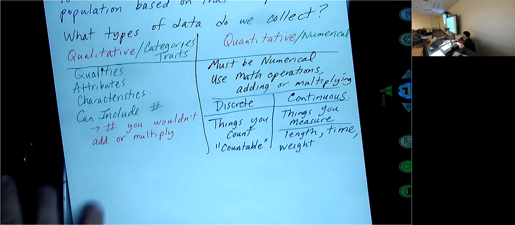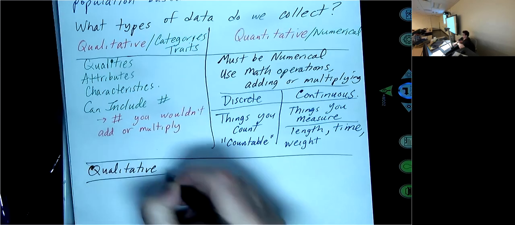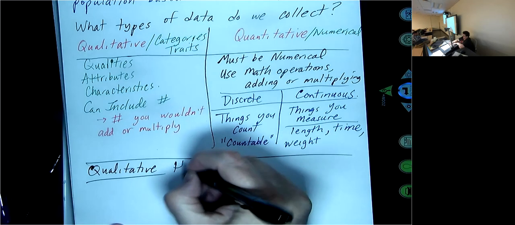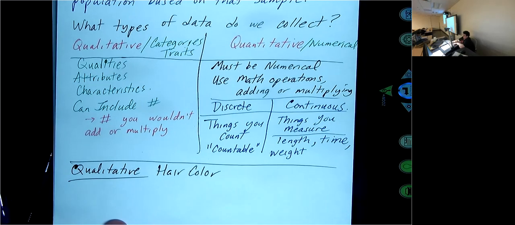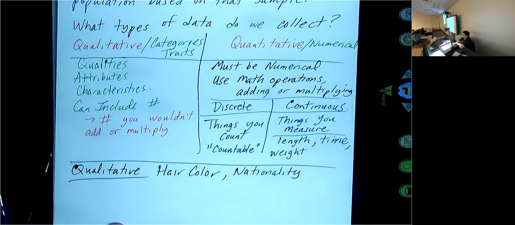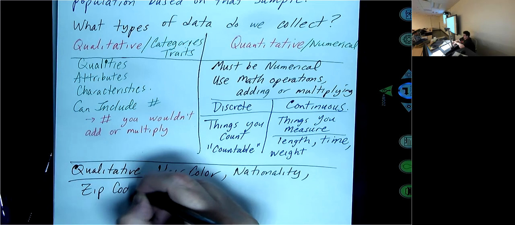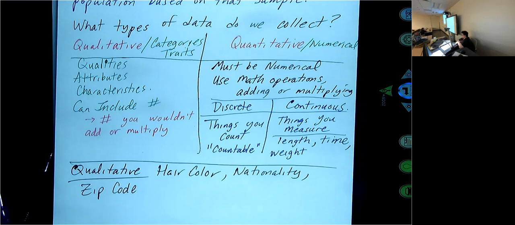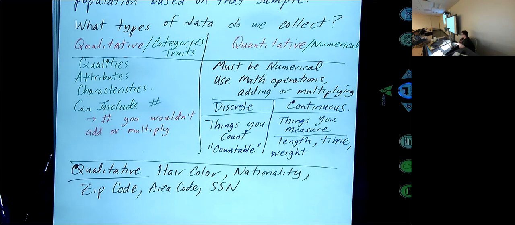All right, so let's dive into some examples. So qualitative. Red hair, hair color. Hair color is a quality. Nationality. Zip code. Zip code is a numerical one, but it doesn't make a lot of sense to add zip codes together or multiply them. Other ones in that category would be area code, social security number, things with numbers that you don't multiply or add.